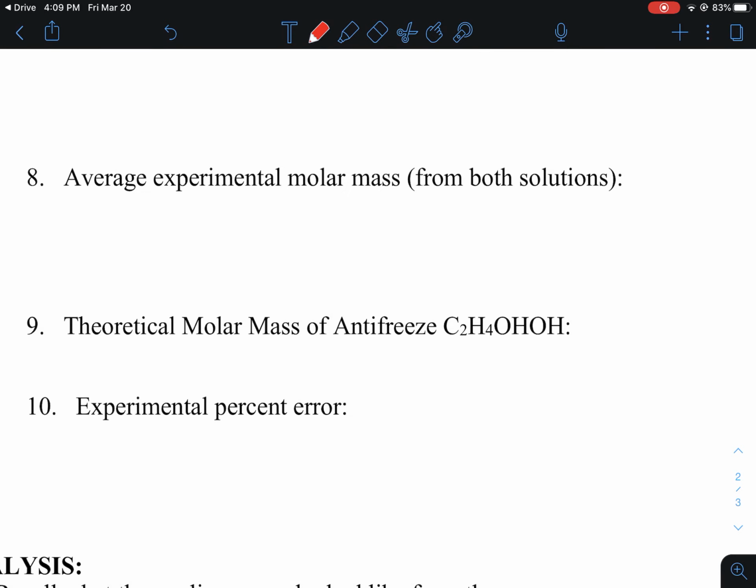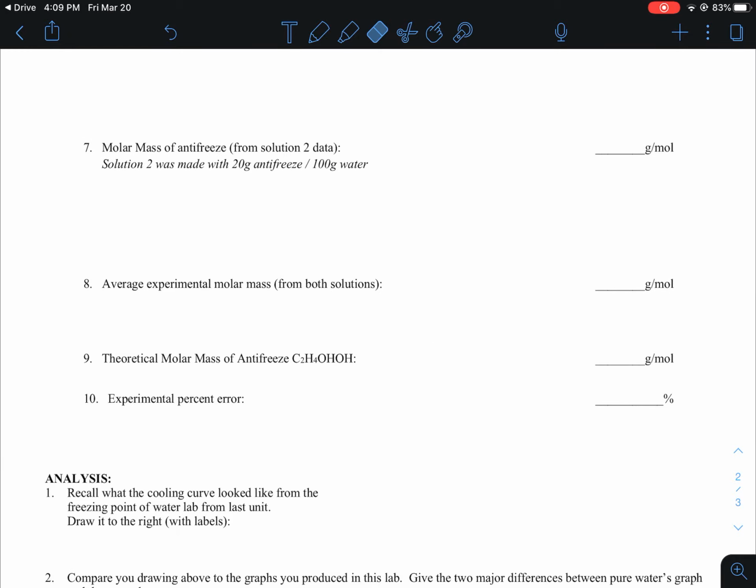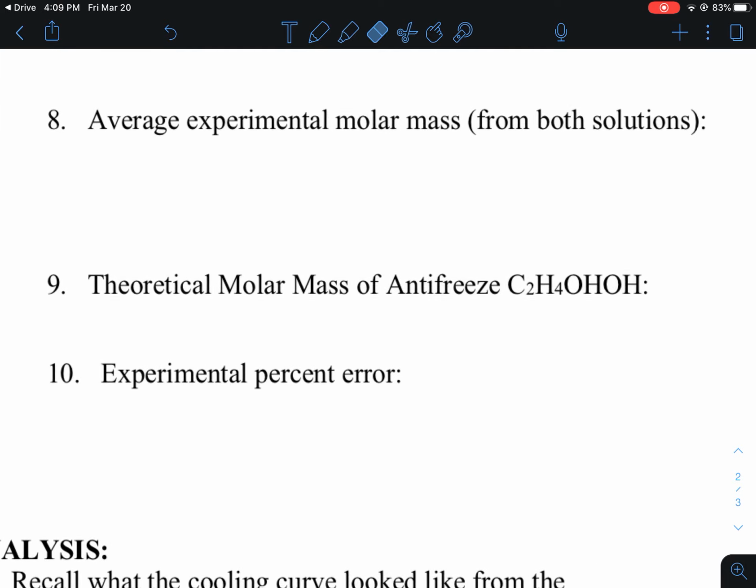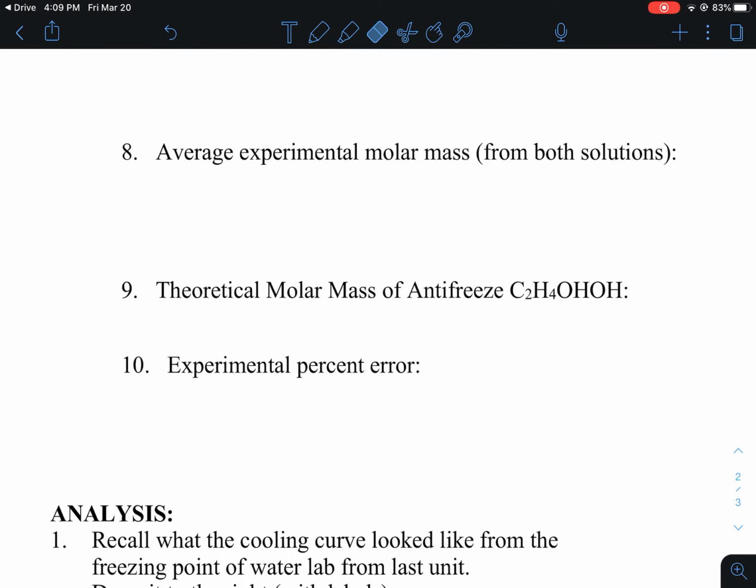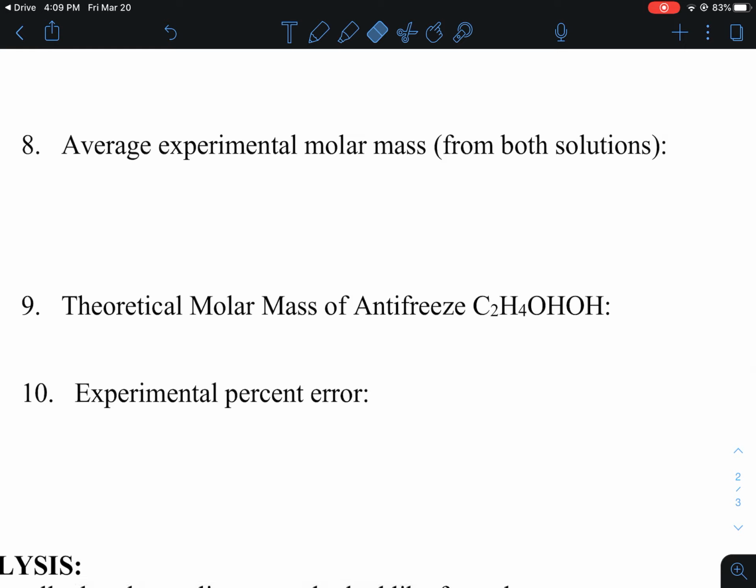It's otherwise known as antifreeze, but it gives you the chemical formula for ethylene glycol, which means you could, with the periodic table, find the molar mass of ethylene glycol. We could certainly do that, and you will be doing that eventually in the analysis or data portion. You will be looking up the theoretical mass of ethylene glycol off the periodic table.